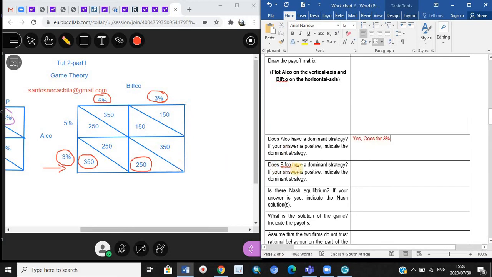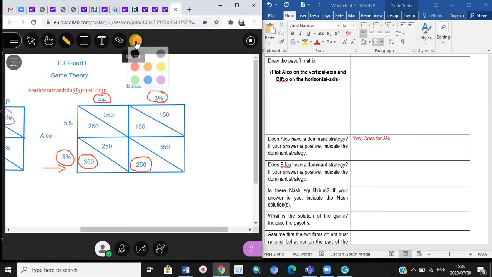Does Bilfco have a dominant strategy? If your answer is positive, indicate the dominant strategy. Let's analyze for Bilfco now. I'm just going to change the color. I will use this one. If Alco chooses 5%, what is going to happen to Bilfco? He is going to choose this one. All right, he's going to choose 5%. I mean, yeah, it's going to increase by 5%.